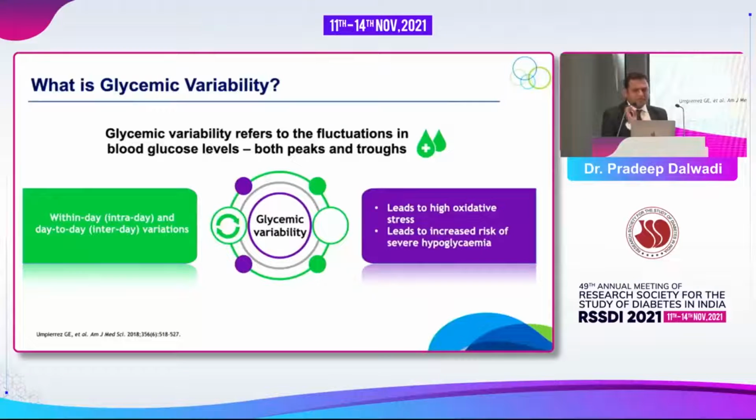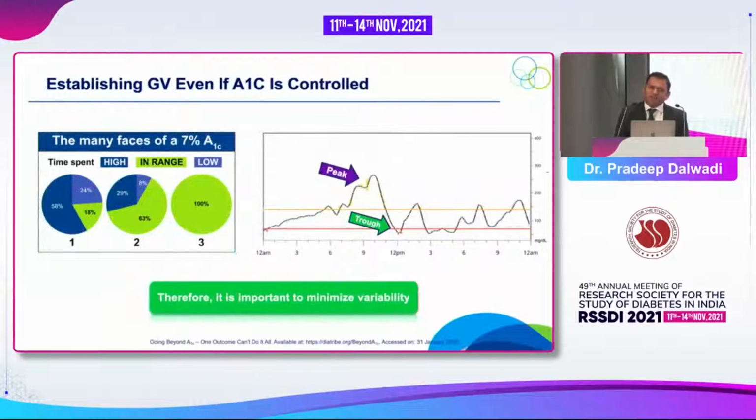Glycemic variability refers to fluctuation in blood glucose level, which includes both peaks and troughs, within-day and day-to-day variability. Because of this glycemic variability, people have more oxidative stress, and because of that it leads to complications. So glycemic variability is really a very important factor.